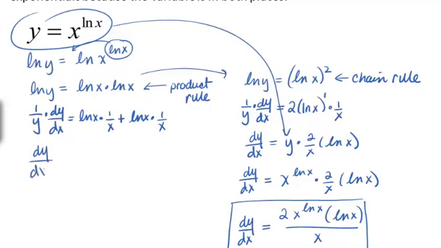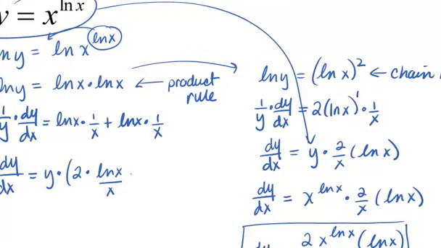dy dx is going to equal, multiply both sides by y, so we get y times, and then these two are the same, so we have 2 of these, so we could just rewrite this as 2 times the natural log of x over x. And then you want to replace again the y with what we have up here. And at this point, you've got exactly what's going on over here. So you would simplify the same way.